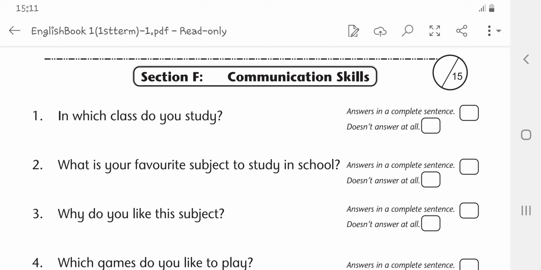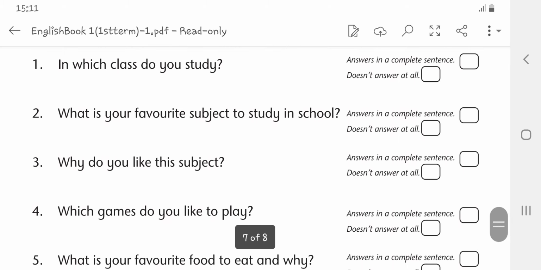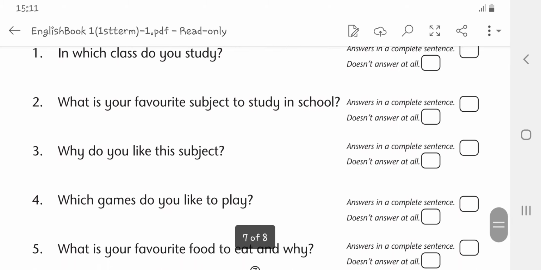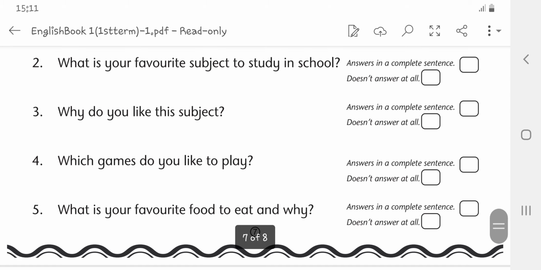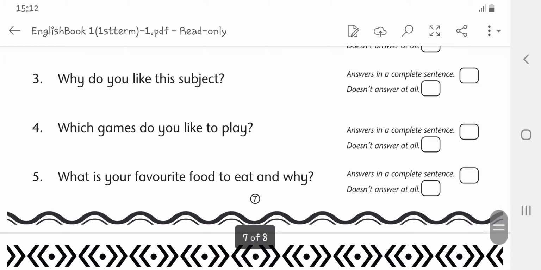So if the child answers in complete sentence, then gets full 3 marks. But if it doesn't answer in a complete sentence, then gets 1.5, which is half of 3, because the total marks are 15. What is your favorite subject to study in school? Why do you like this subject? Which games do you like to play? And what is your favorite food and why?